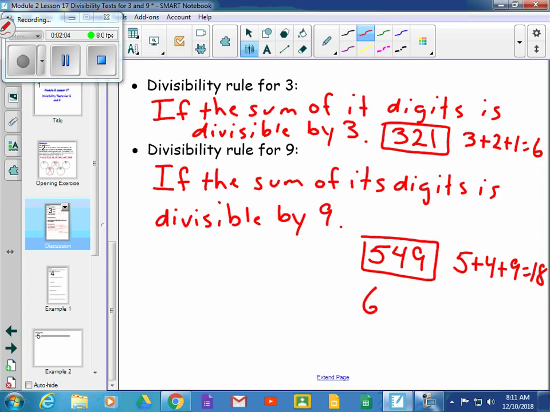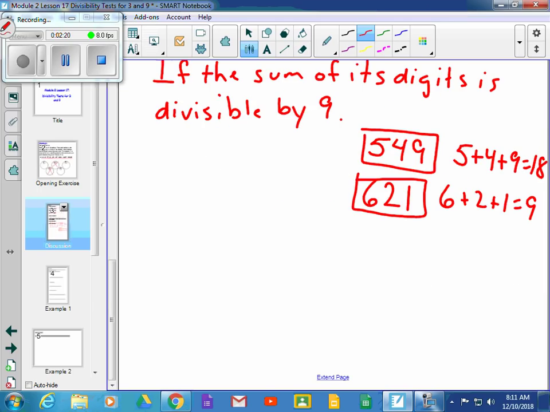If I take a number like 621, 6 plus 2 plus 1 equals 9. That can be divided by 9, so 621 can also be divided by 9. However, if I take a number like 1,842, if I add those together, I get 15. 15 can't be divided by 9, so 1,842 cannot be divided by 9 either.